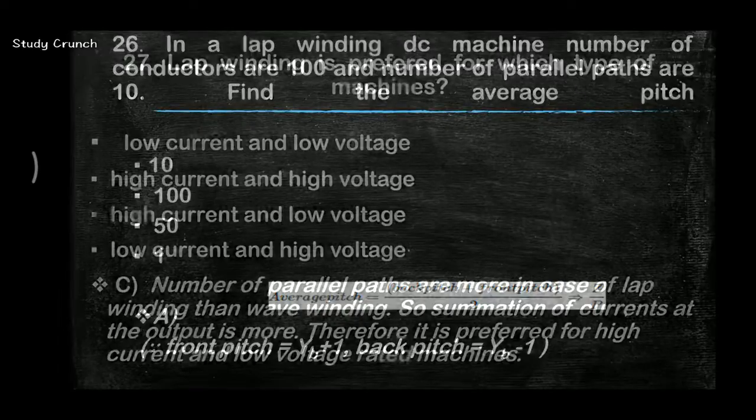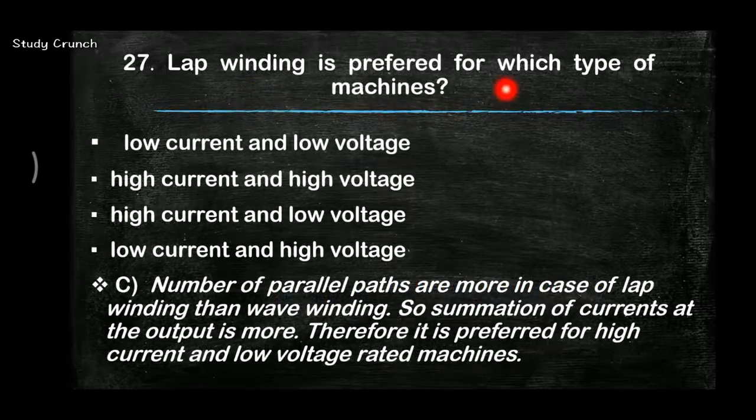Next, lap winding is preferred for which type of machine? So the answer is, it is preferred for high current and low voltage because the number of parallel paths is more in case of lap winding than the wave winding. So the summation of current at the output is more. Therefore, it is preferred for high current and low voltage rated machines.